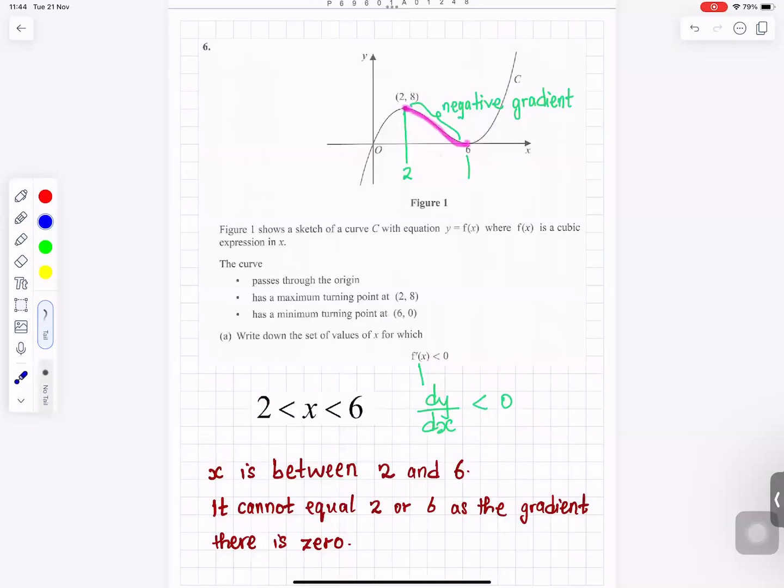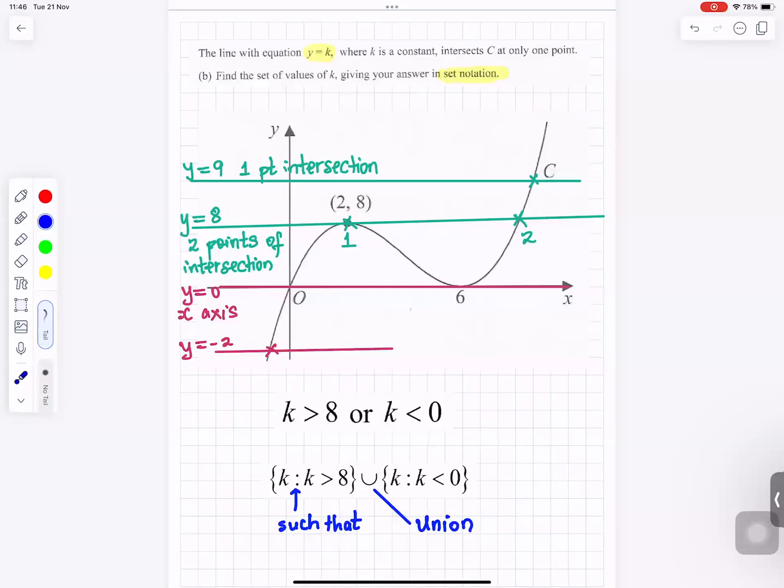So if you look at that pink section there, the gradient is negative where it's coming down. It cannot be at 2 because the gradient at 2 is 0. It's a turning point. It cannot be at 6. The gradient at 6 is 0. It's a turning point. So it is between 2 and 6. So x is between 2 and 6. It cannot be equal to 2 or 6 as the gradient at those points is 0. So that's a very important point to take. So this is how you write the answer: 2 less than x less than 6.